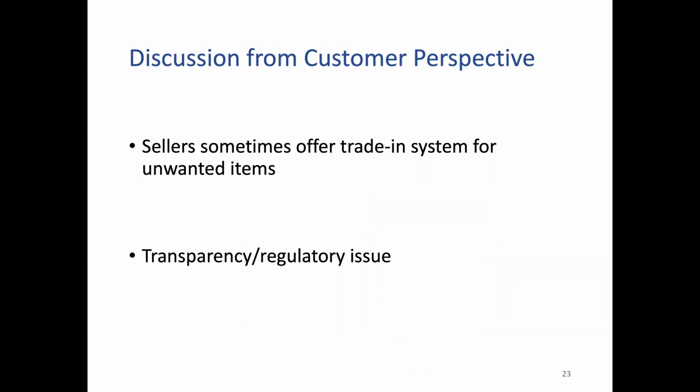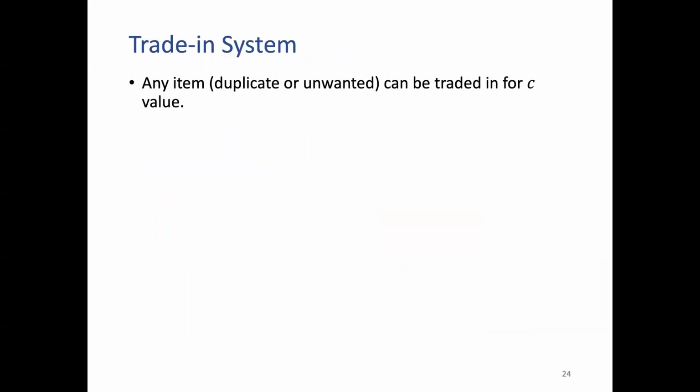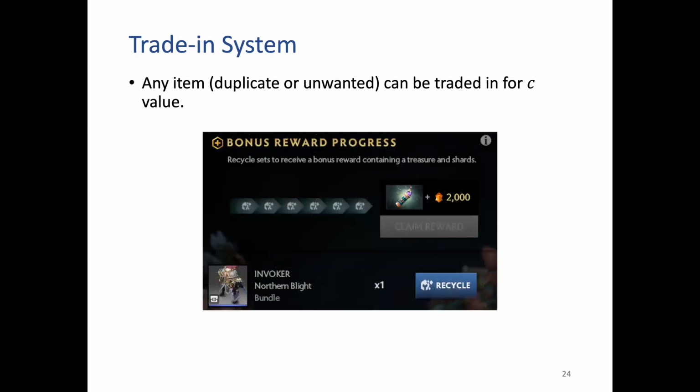So next, I would like to discuss from the customer perspective. The first thing is that sometimes the sellers offer trading system for unwanted items, and we would like to see the impact. And the second thing is about the transparency and the regulatory issue. So first, trading system. When a trading system is offered, any item, either duplicate or unwanted, can be traded in for a value of C. For example, this is a screenshot from the video game, and when you have an item from the loot box, you can click recycle and get some reward from it.